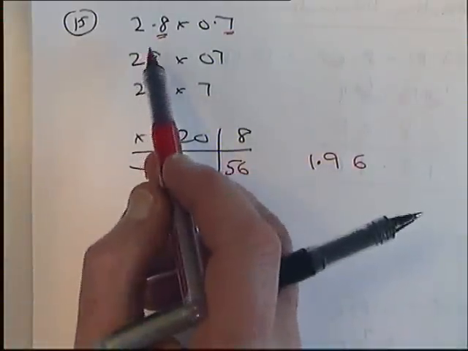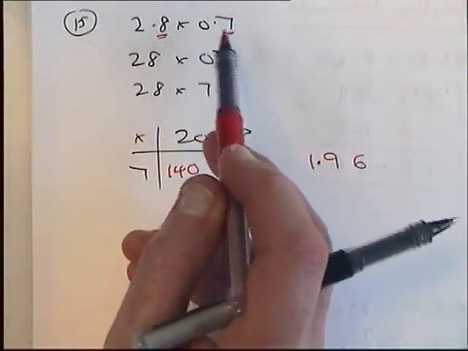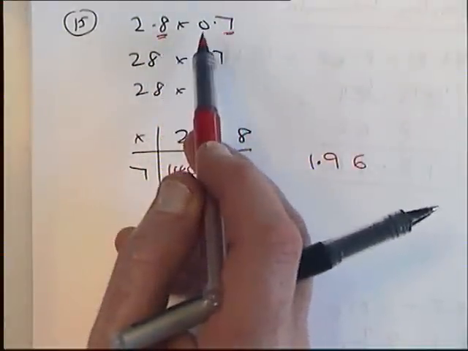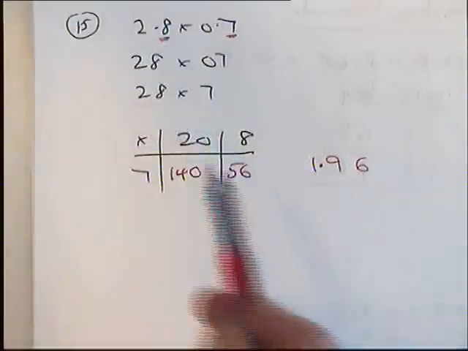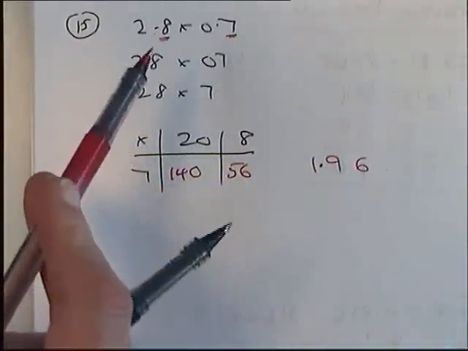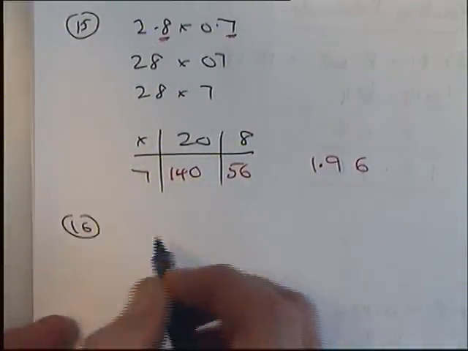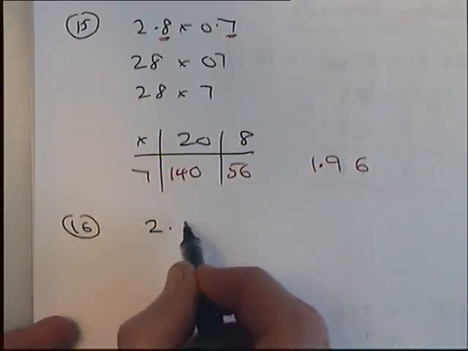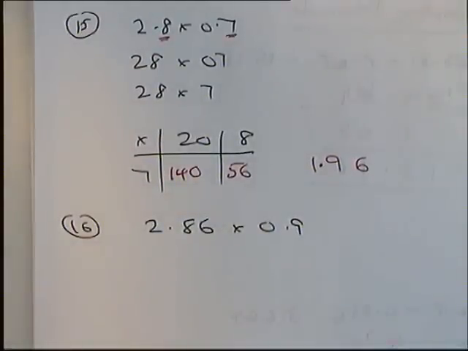The question here, as a check, was 2 point something times by something less than 1. It's going to be smaller. If I'm timesing by 0 point something, my final answer will be smaller than this one. And 1.96 is smaller than 2.8, so that seems to fit together. And the last example in this is going to be 2.86 times by 0.9.